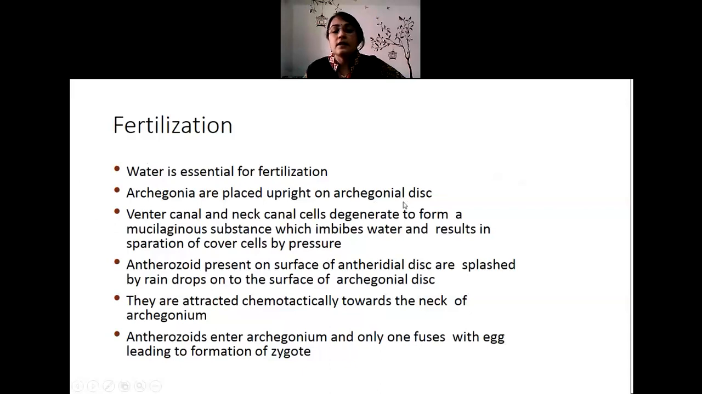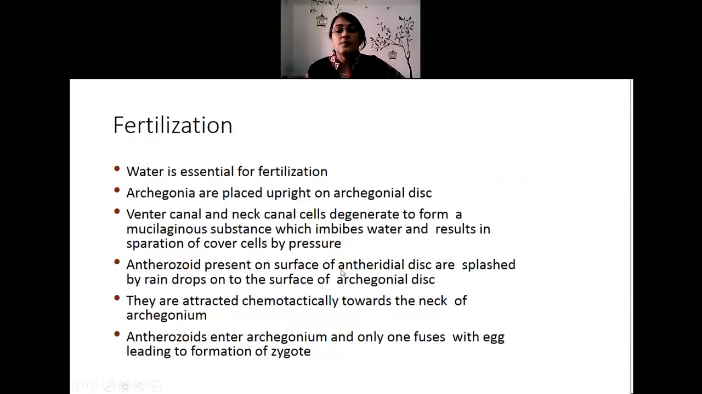Ventral canal and neck canal cells will disintegrate and form a mucilaginous substance which imbibes water and results in the separation of the cover cells by pressure. Now the archegonia is open for the entry of the antherozoids.